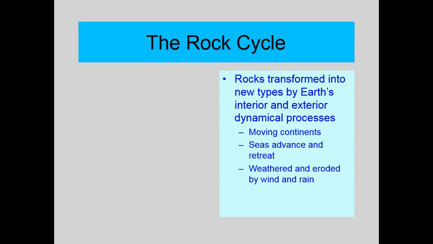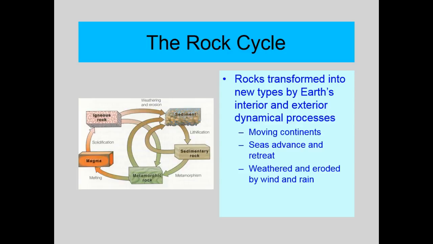This is one of the neatest little diagrams. All rock were at one time igneous rock. Okay? Now, where did igneous rock come from? Magma. The magma cooled, solidified. If it cooled slowly, it made coarse-grained igneous rock. If it cooled rapidly, it made fine-grained igneous rock. But they made igneous rock. It came from molten magma.